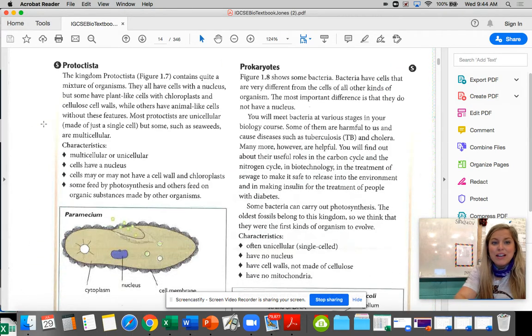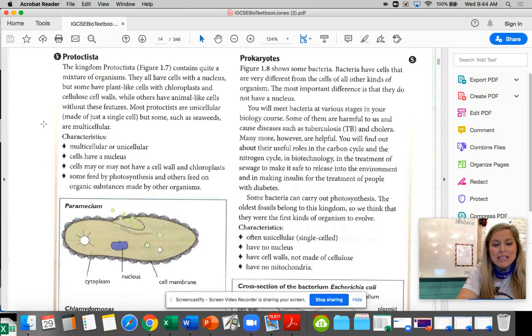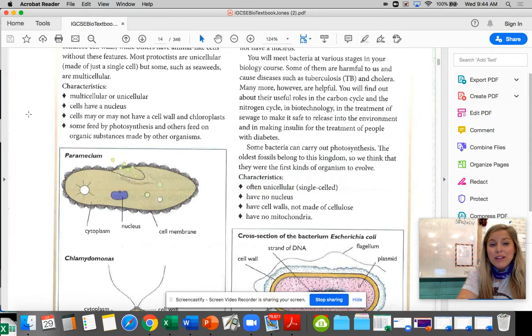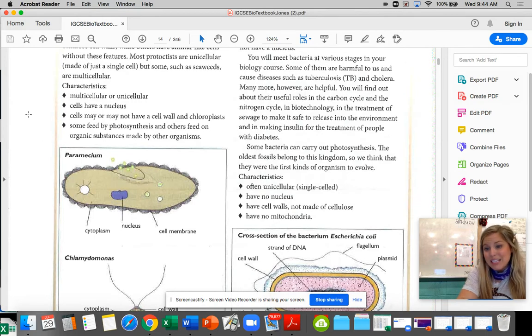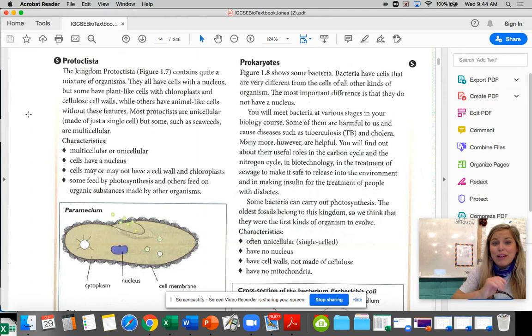Then we move on to protoctista. Examples of these are paramecium, which are single-celled, and then we do have some multicellular organisms such as seaweed that fall into the group of protists or protoctista. So for their characteristics, they are multicellular, at times unicellular as well. Cells have a nucleus. Cells may or may not have a cell wall or chloroplast. And some feed by photosynthesis while others feed on organic substances. So they can shift either way.